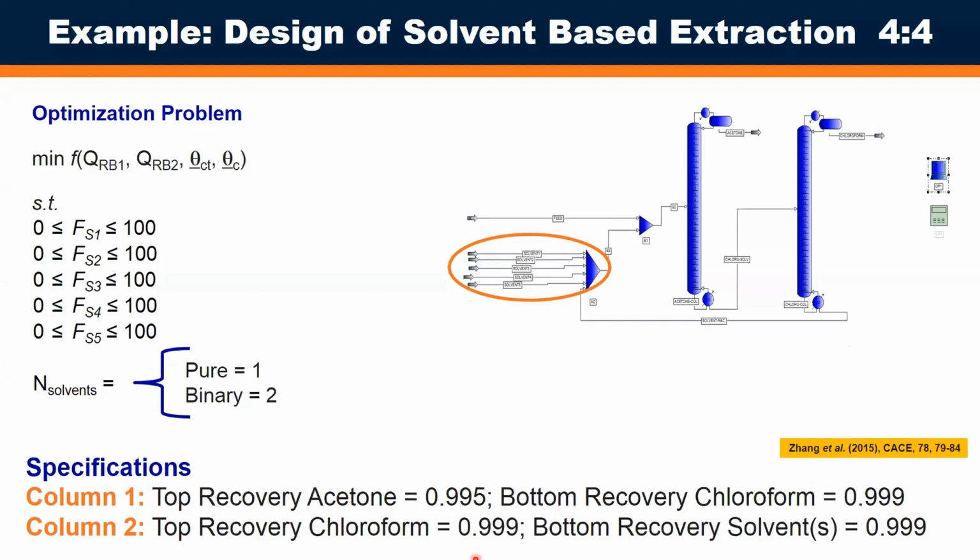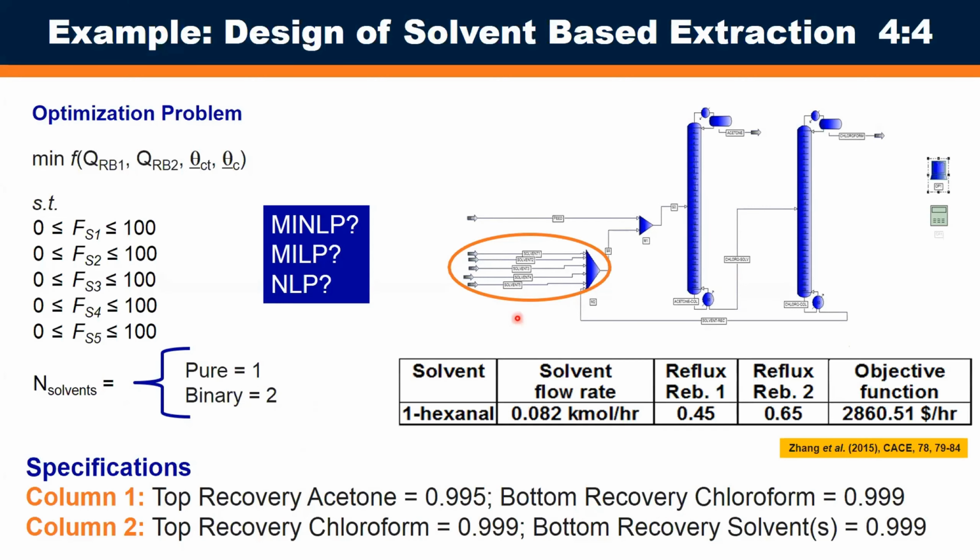And then the second column, where we're recovering the solvent, we want all the chloroform to go out the top, and the solvent or solvents to all be recovered at the bottom for recycle. Depending on how we formulate this, it can be a mixed integer nonlinear problem, a mixed integer linear problem, or just a nonlinear problem, depending on how we specify the system, whether or not we allow for mixtures, and so on and so forth.